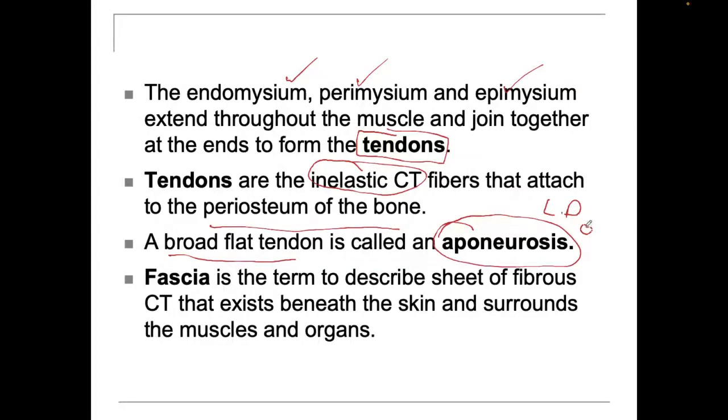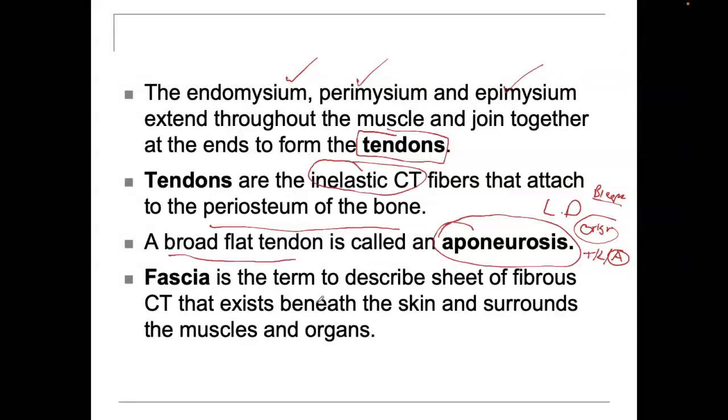When you look at the origin of the latissimus dorsi, they call it the thoracolumbar aponeurosis. The origin of the latissimus dorsi is the thoracolumbar aponeurosis. It's a broad, flat tendon that spans the lower thoracic spine and all of the lumbars. You'll see it with the biceps brachii insertion, where it's called the bicipital aponeurosis.